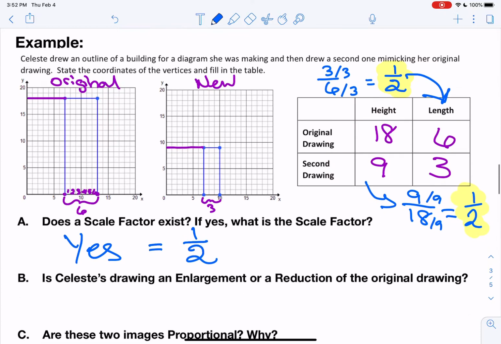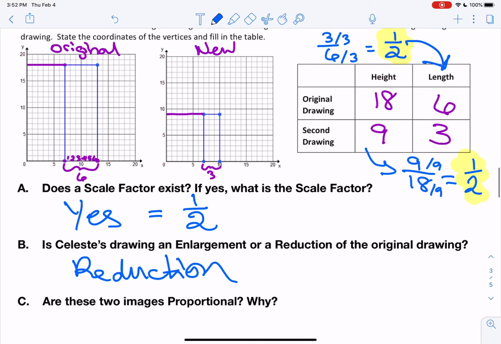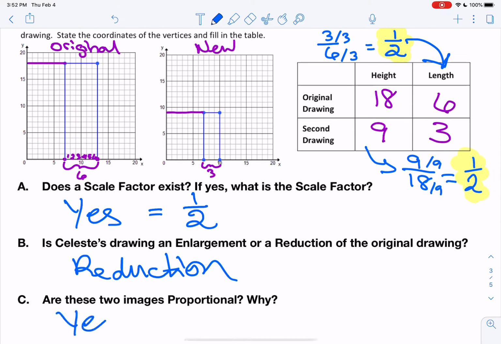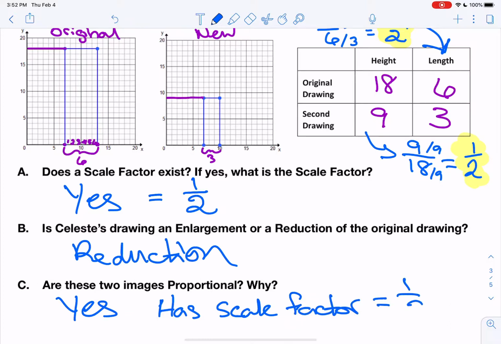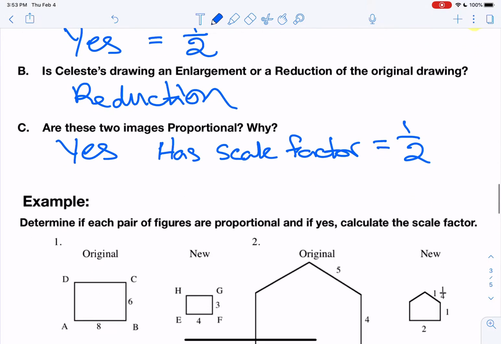Is Celeste's drawing an enlargement or a reduction of the original drawing? Well, the drawing got smaller, so that means it's a reduction. Are these two images proportional? Yes. There is a scale factor. It has a scale factor equal to 1/2. So yeah, it's definitely proportional. All right.